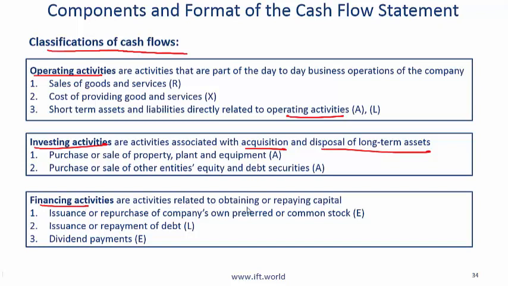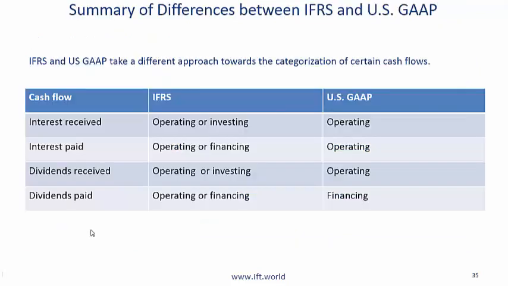Financing activities are activities related to obtaining or repaying capital. For example, issuance or repurchase of a company's own preferred or common stock. So note the distinction. When a company issues its own shares or buys back its own shares, then that is classified under financing activity. If a company buys the shares of another company or buys the bond issued by another company, that would be investing. Issuance or repayment of debt, that is also financing. Dividend payments are generally also classified as financing.